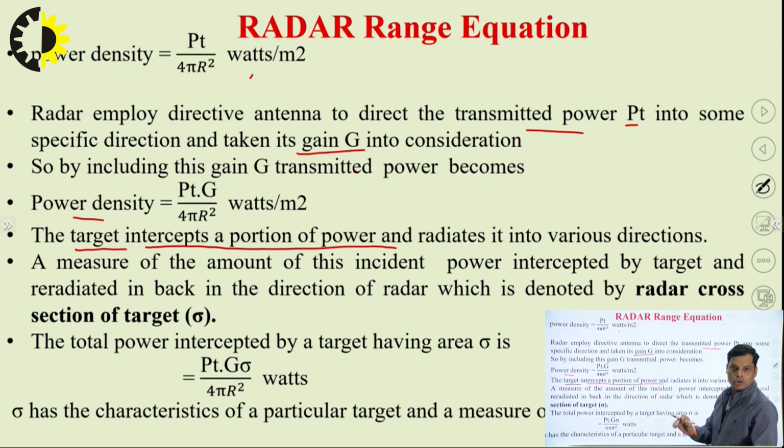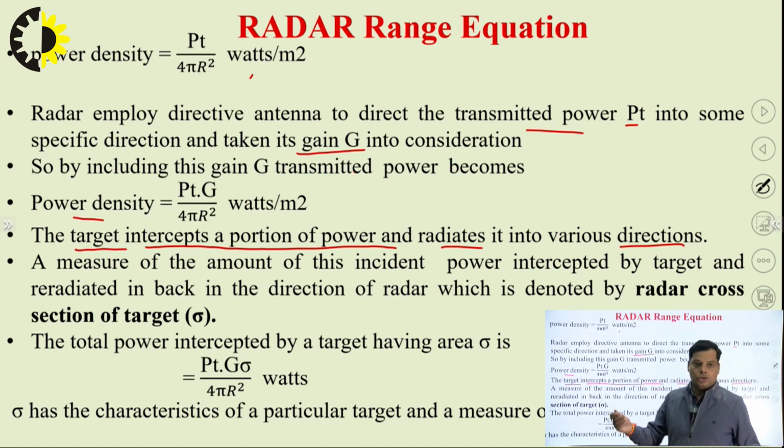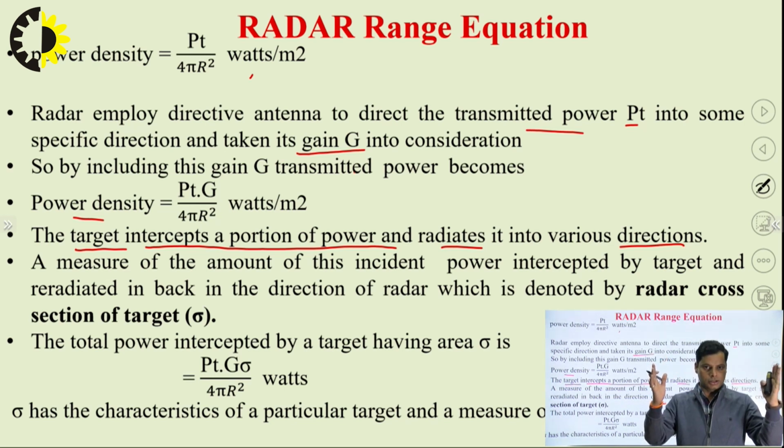Okay, this is the main concept behind the radar working principle. The signal is radiated into various directions. The object will observe the power, and the target, moving towards the radar, will absorb the power and re-radiate it back to different sections.